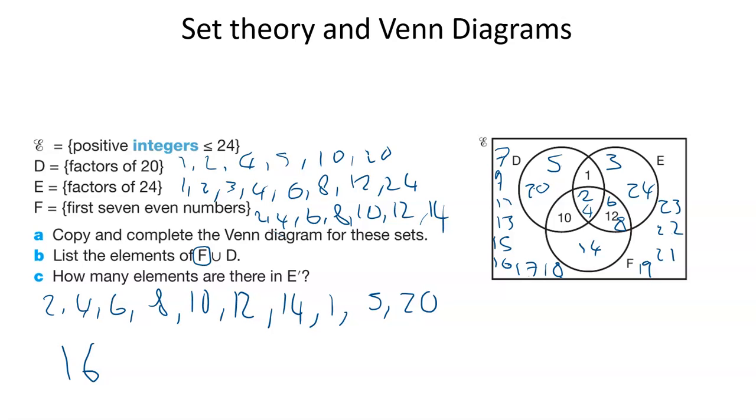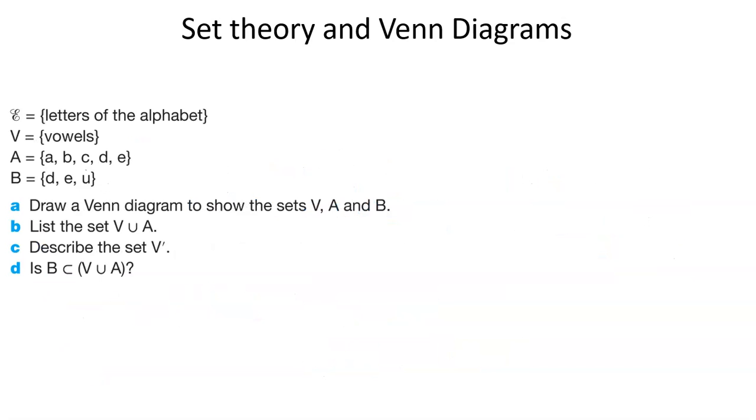I know it doesn't ask for it, but I'm just going to also do the intersection. So if it had asked for F intersects D, then that is just the overlap, in which case we look at the diagram and it's just that overlap between F and D, so it's 2, 4, and 10. So if you are asked for the intersection, it's just the things that are in both of the sets. Okay, let's look at the next example.